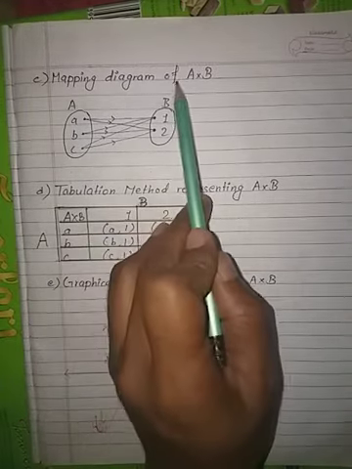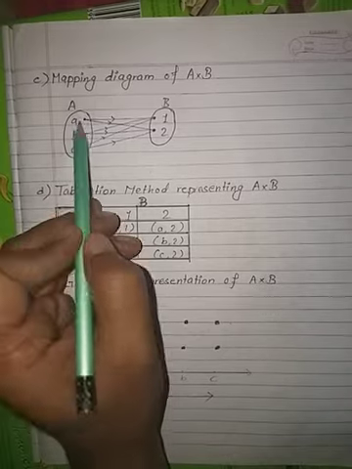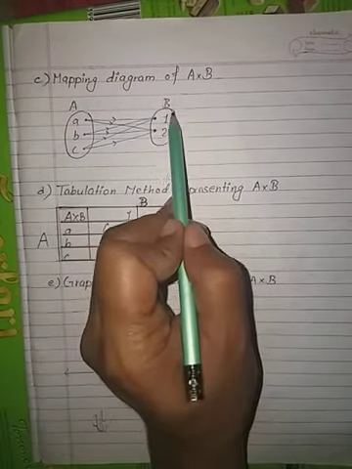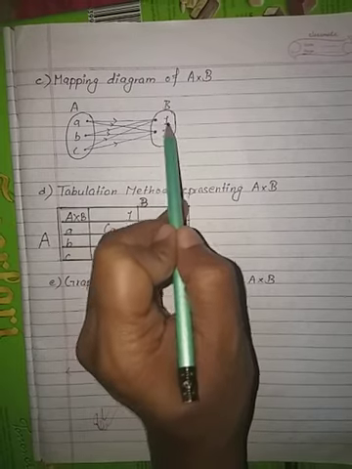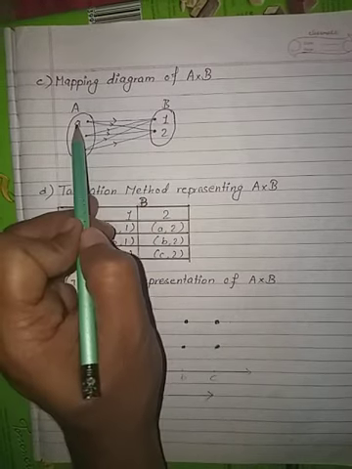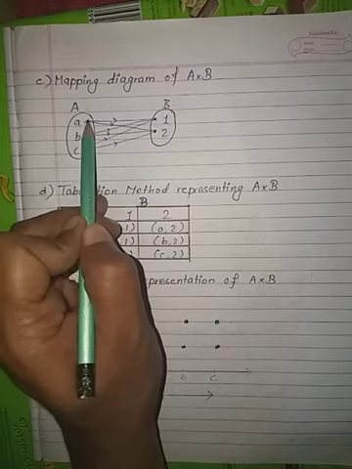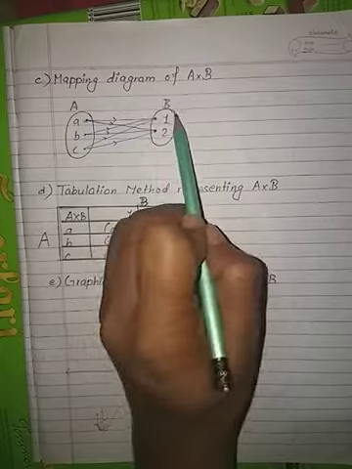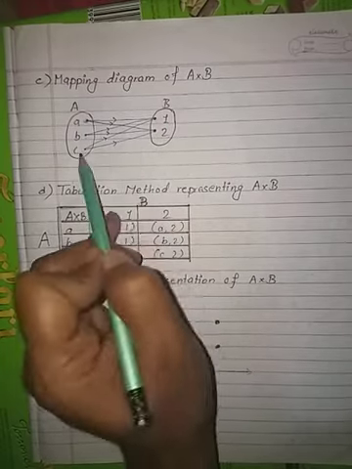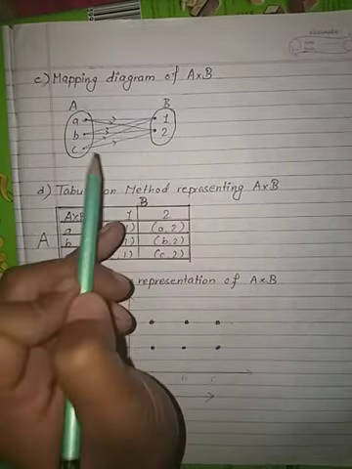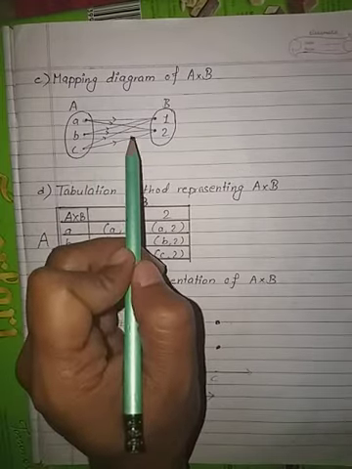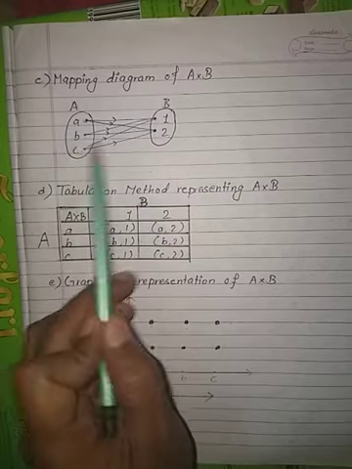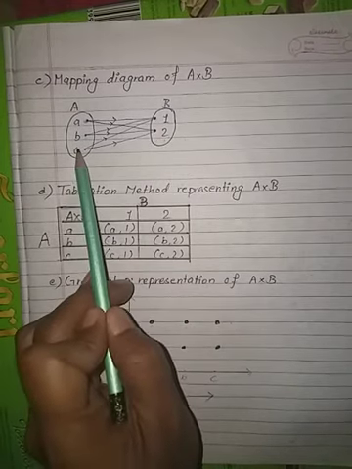For the mapping diagram of A cross B, we can just list out A, B, C, the elements of set A here, and we write the elements of set B as 1 comma 2. We make a dot in front of each element. Then see here, A goes with 1 and also 2, B goes with 1 and also 2, C goes with 1 and 2 also, isn't it? Because the Cartesian product is the set of all possible ordered pairs. So this is the representation of A cross B in a mapping diagram, or this is also called an arrow diagram.